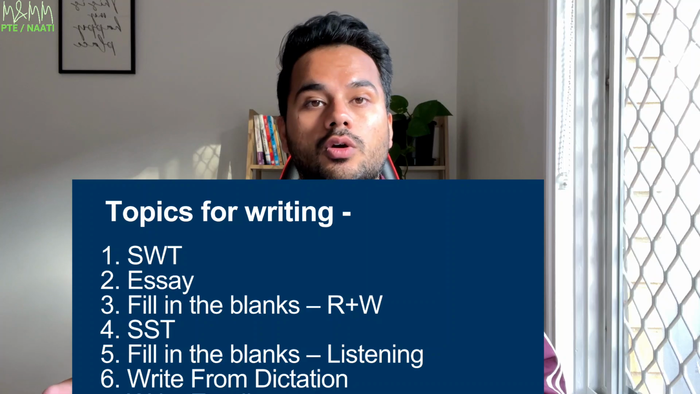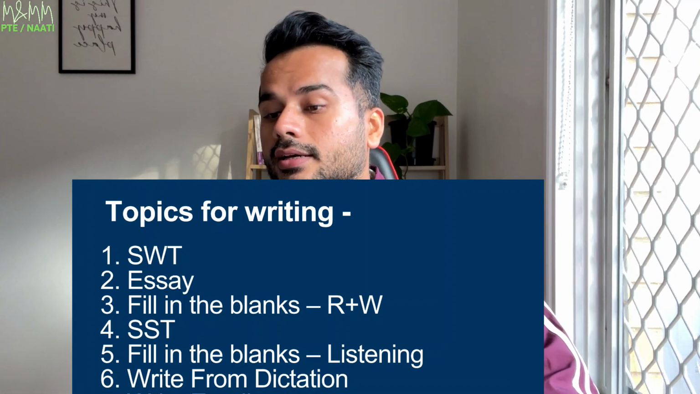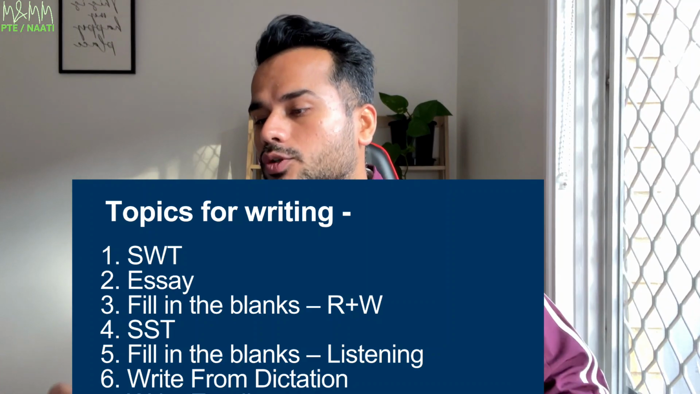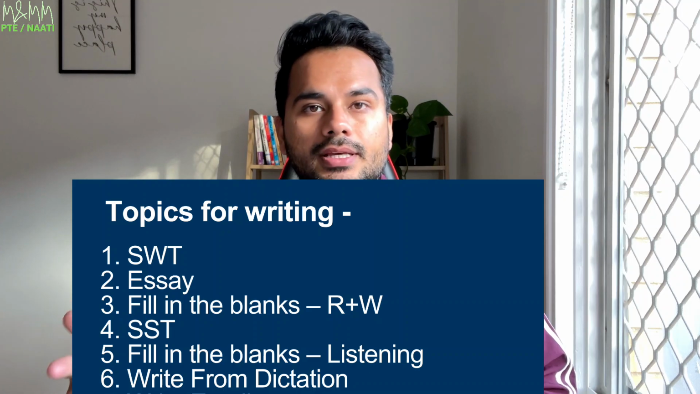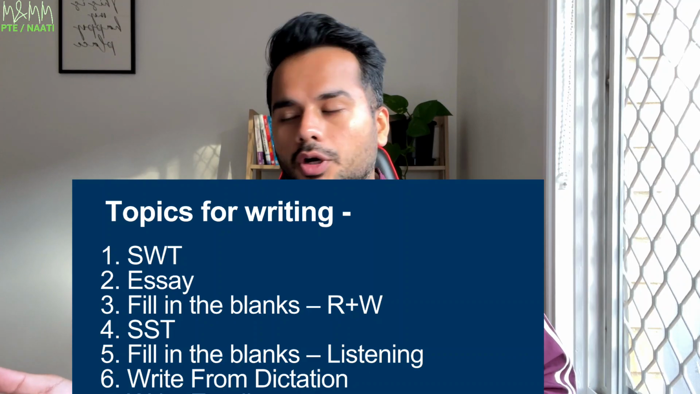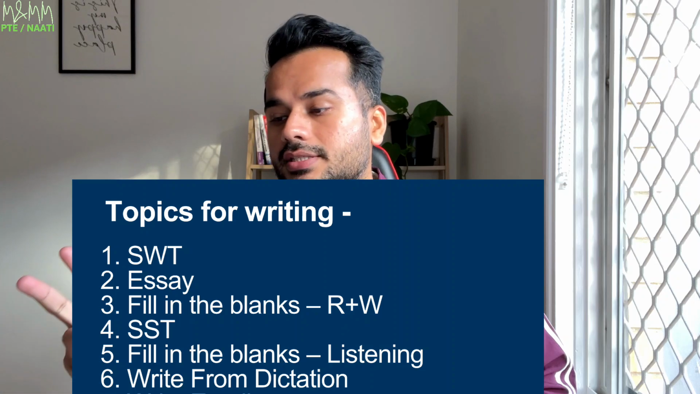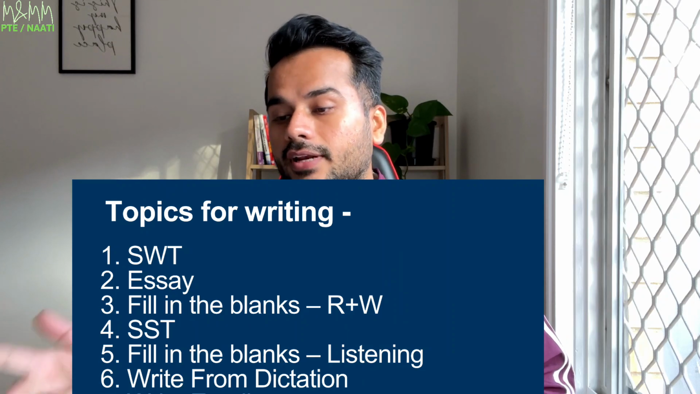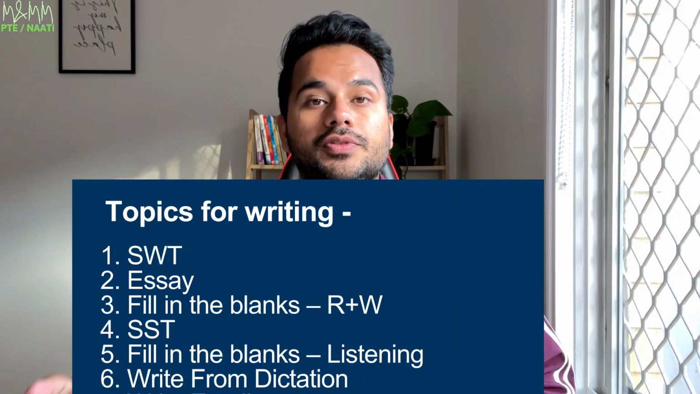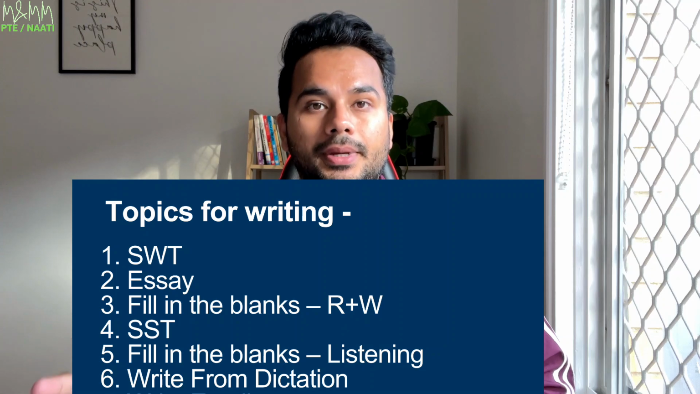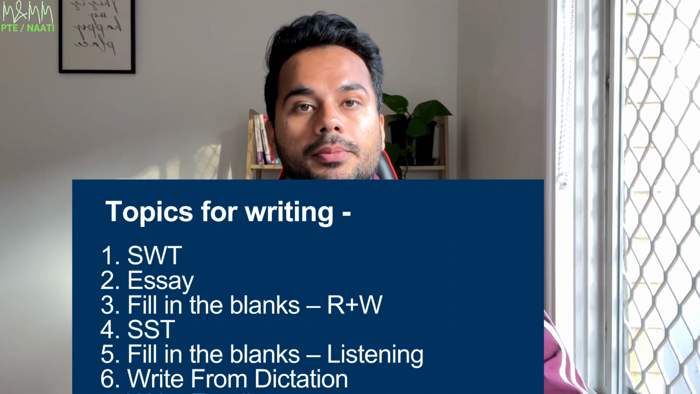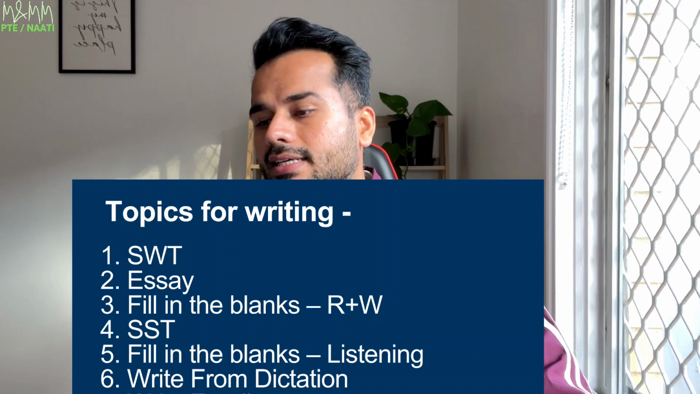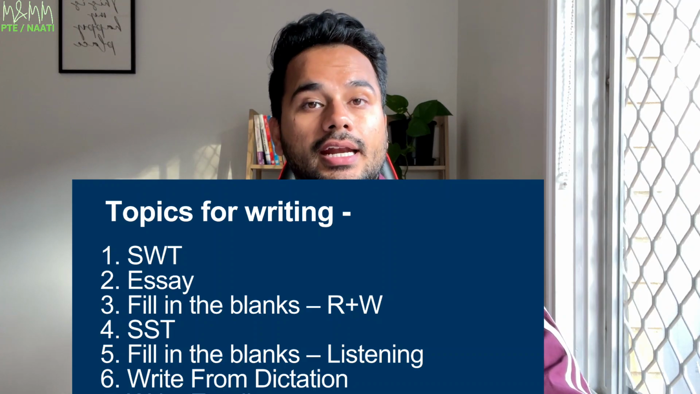Let's begin. Now, these are the topics that are going to contribute marks towards your writing module in the PTE exam. So we have got summarized written text, writing essay, fill in the blanks, reading plus writing, which is part of your reading module, summarize spoken text, which is the first topic of your listening, fill in the blanks listening, and write from dictation, which is the last topic of your PTE exam. Now, we have got 6 topics in the exam which are contributing towards your writing score, and all these 6 topics added will give you a perfect 90.